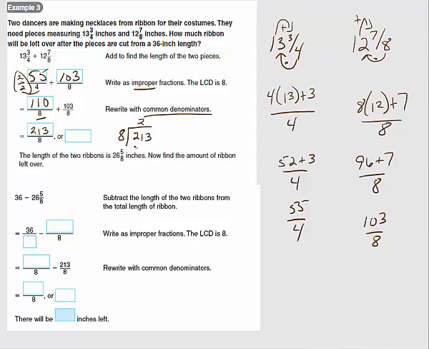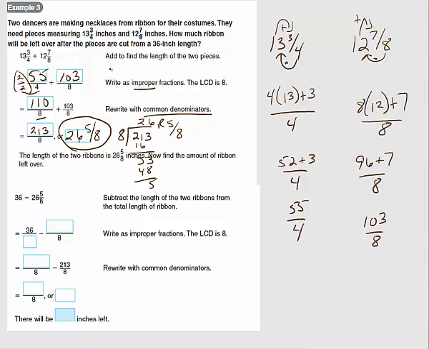213 over 8 is going to be, let's see, 8 goes into 213. 8 goes into 21 two times. That's 16. Bring down the 3, 53. 8 goes into 53 six times. 48. Subtract, remainder 5. So I'm going to make that 5/8. So our answer is 26 and 5/8. Now I went through that quite quickly, so if you're having any issues, please rewind and watch again.